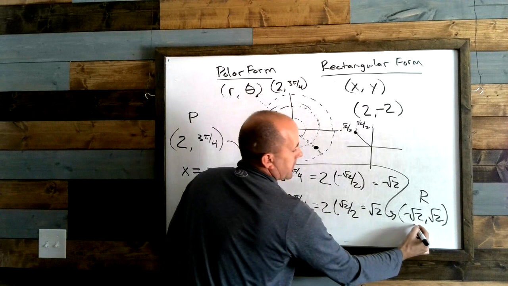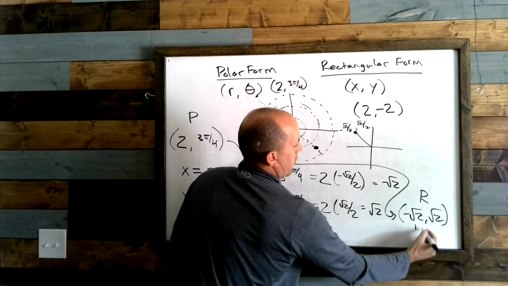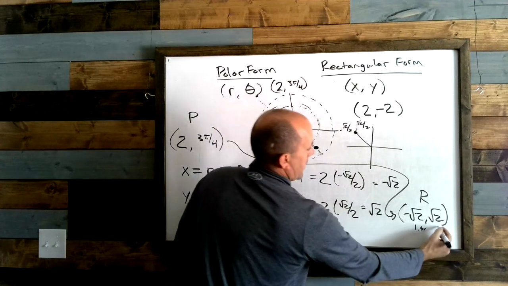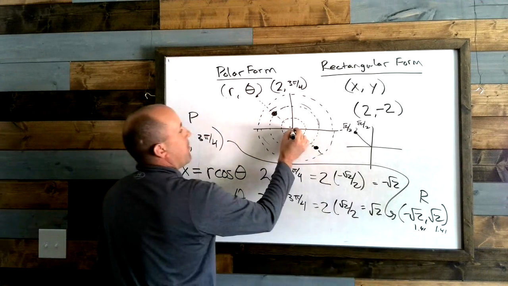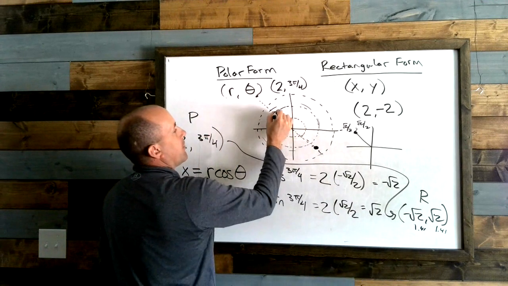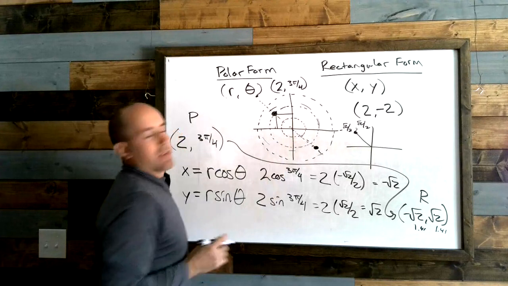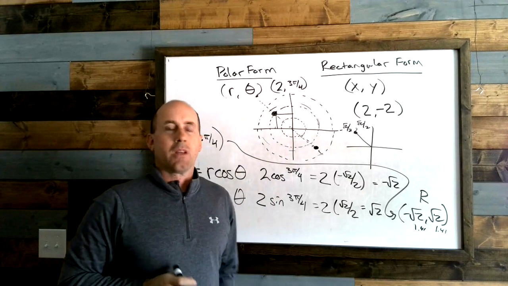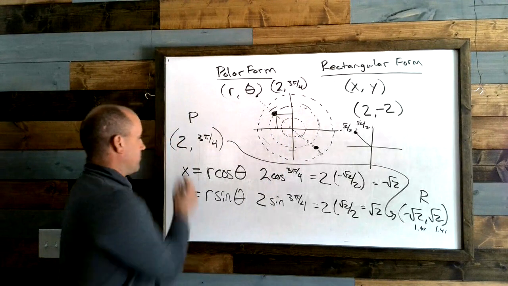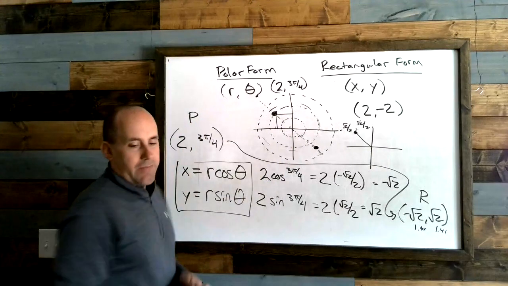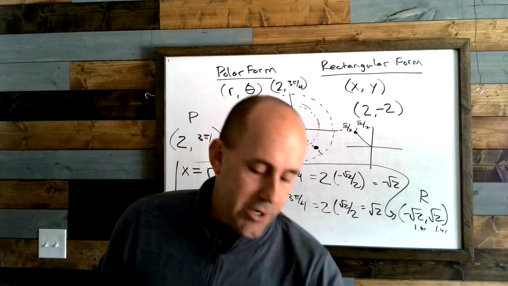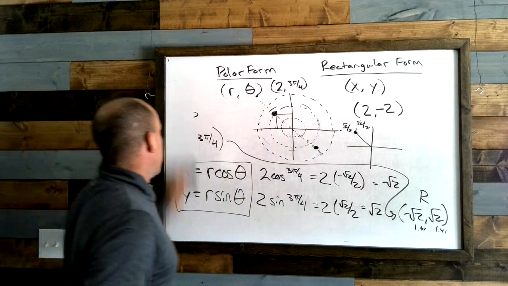And if you were to plot 2 and 3 pi over 4, which is right here, if you were to plot this, okay? 1.41 and 1.41. You go back 1.4 units and up 1.4 units, that brings you right to the same spot, okay? So, yeah, some useful formulas. That's really the last little bit of information that we want to cover for this entire class.